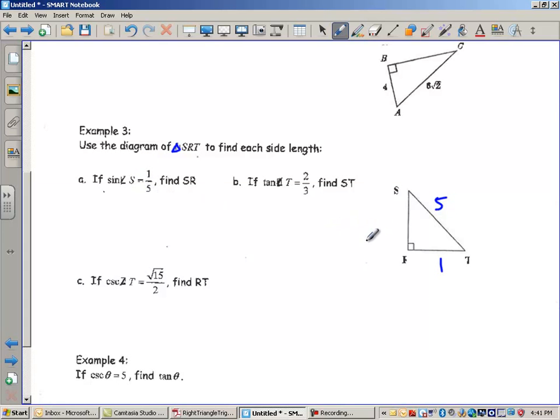So all we can do for now is say that's a 1 and that's a 5. It could have been 2 to 10 or 3 to 15. We just know the ratio is 1 to 5. So to find SR, I'll just do the Pythagorean theorem. That's going to be 5 squared minus 1 squared for SR. That's a weird looking 5 there, Mr. G. So that's going to be 24, so this is the square root of 24, which is 2 square roots of 6.